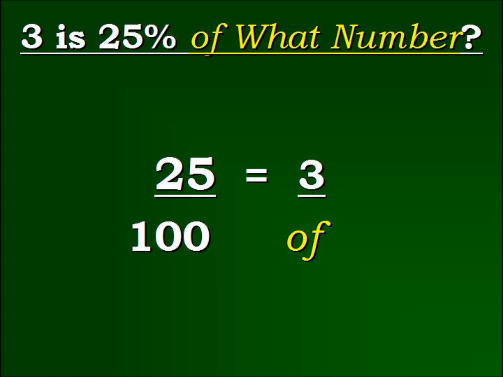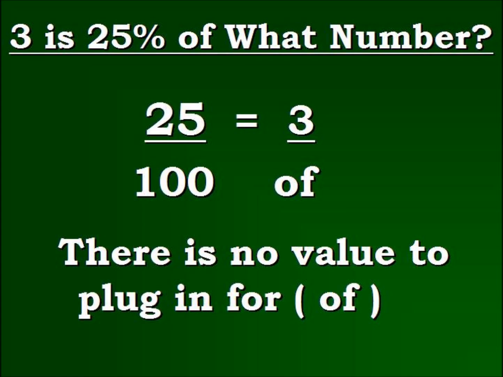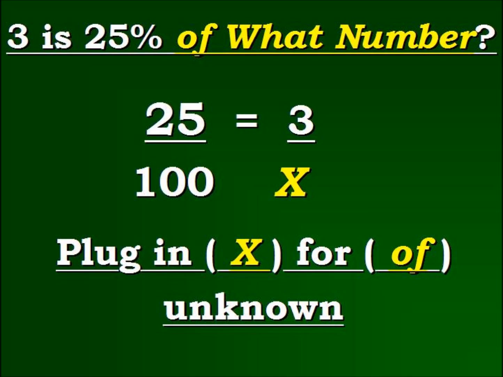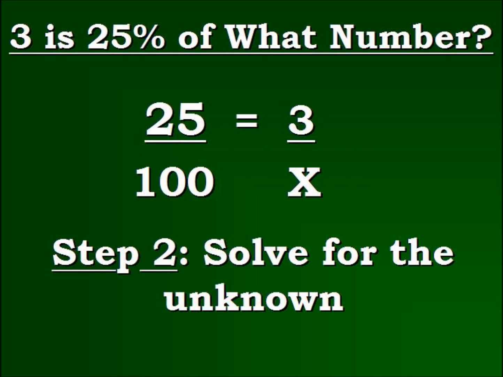Next, now all that we're missing is the of, and we don't have a value for of, so what we're going to do is put an x right here, and this is what we're going to solve for. Next, we're going to solve for the unknown, or solve for the x.